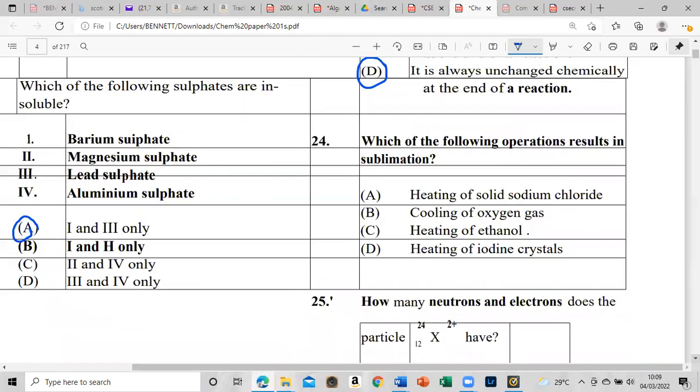All right. Which of the following operations results in sublimation? A, heating of solid sodium chloride. B, cooling of oxygen gas. C, heating of ethanol. Or is it D, heating of iodine crystals? And we have a winner, heating of iodine crystals. So we are at 25 now.